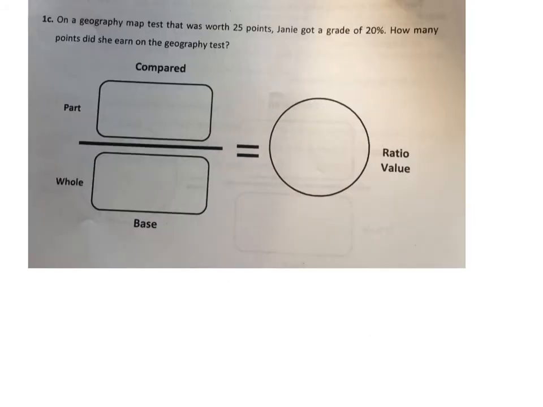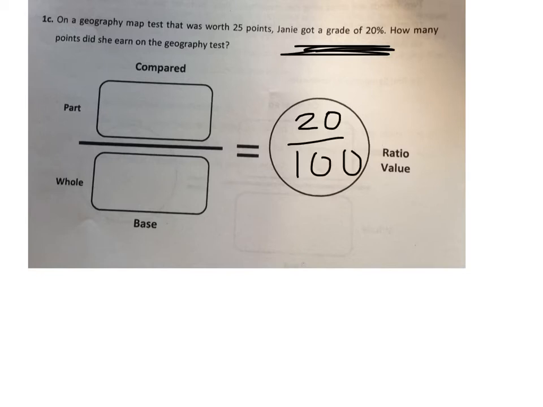Next one says, on a geography map test that was worth 25 points, Janie got a grade of 20%. How many points did she earn on the geography test? Right away, this is jumping out at me. That's a ratio value. 20% means 20 over 100. I'm not going to go on until I label it. It says she got a grade of 20%. Well, usually that means she got 20% correct. So that top label's correct. Over here, the label's correct.